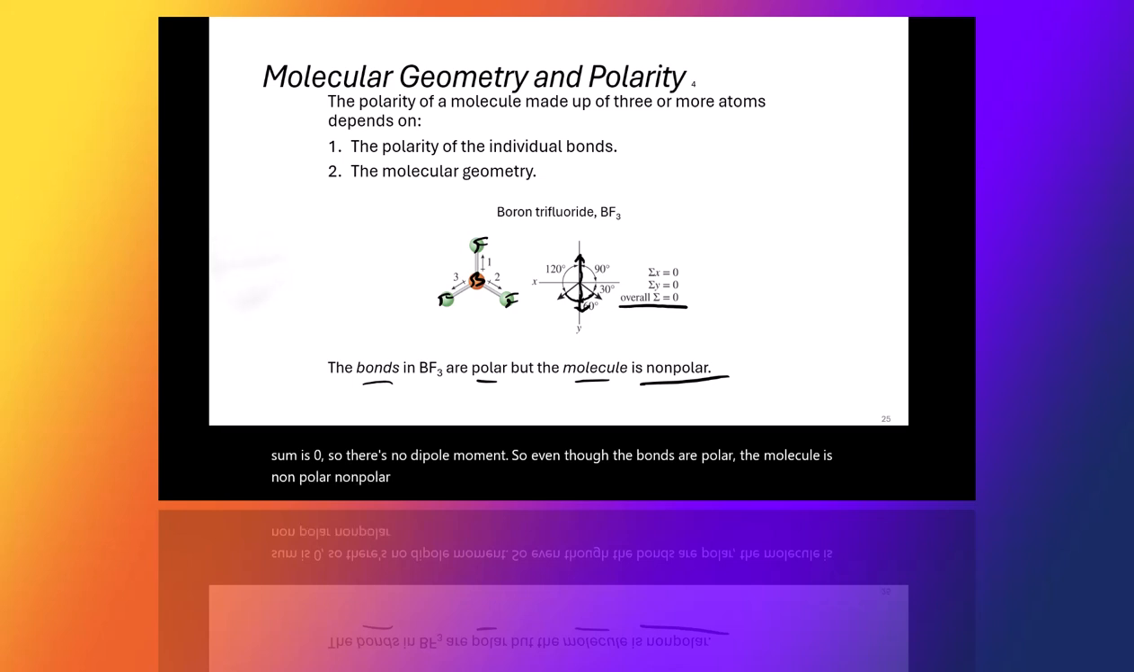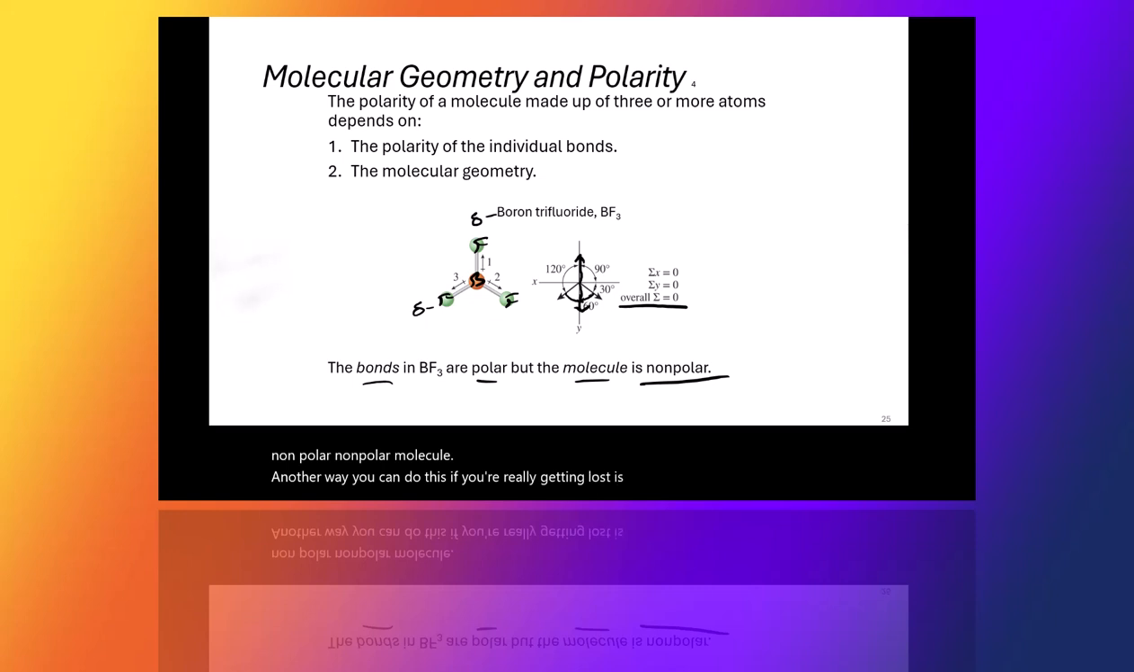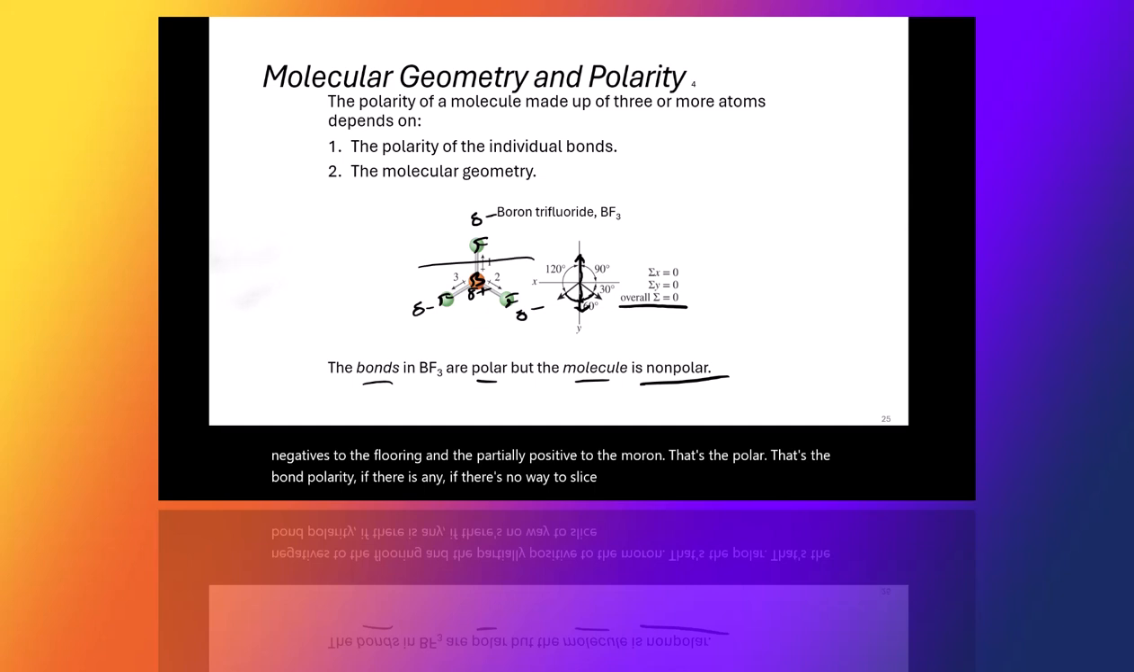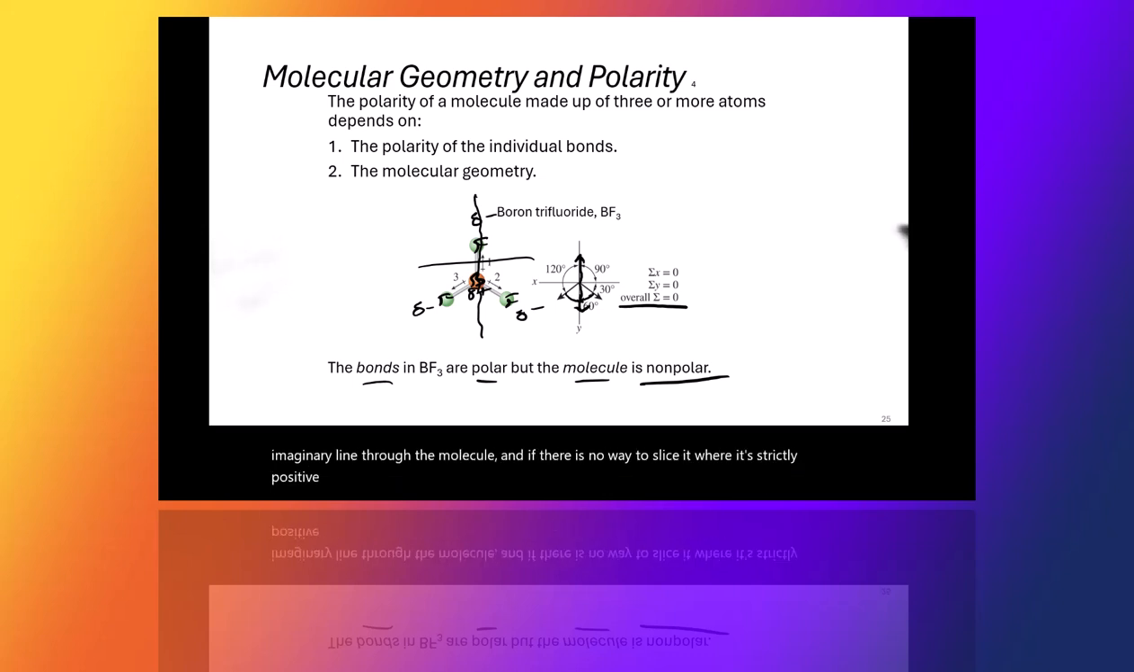You know, another way you can do this if you're really getting lost is you can assign the partial negatives to the fluorine and the partial positive to the boron. That's the bond polarity. Draw an imaginary line through the molecule, and if there is no way to slice it where it's strictly positive on one side of the line and strictly negative on the other, then it's a nonpolar molecule for the most part. Doesn't work all the time, but if you had to guess, think about this line method.